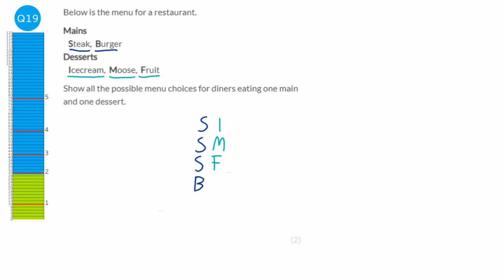And we're going to pair it with the first ice cream. Then burger, and we're going to pair it with the mousse. And then finally the burger we're going to pair with the fruit. As long as we do things methodically, we don't ever miss any.